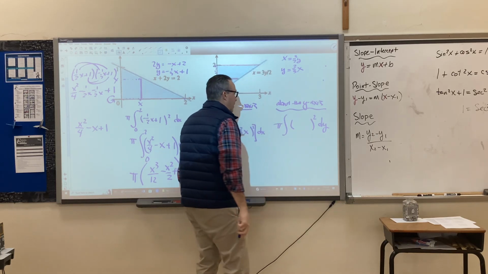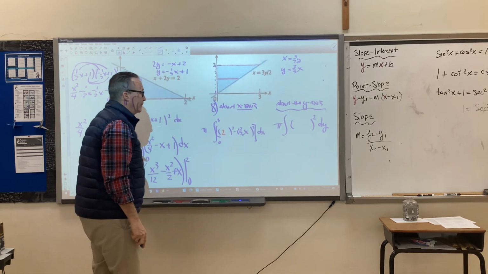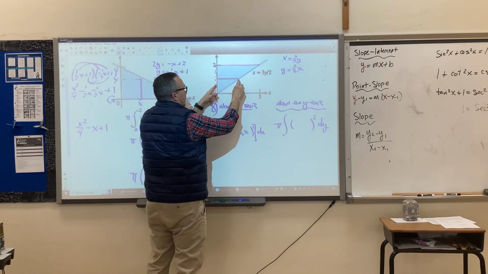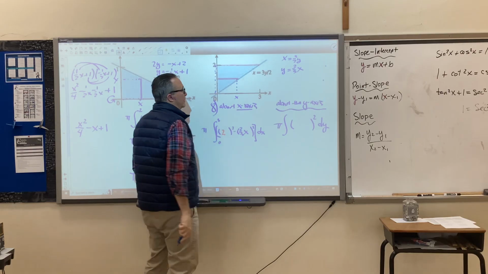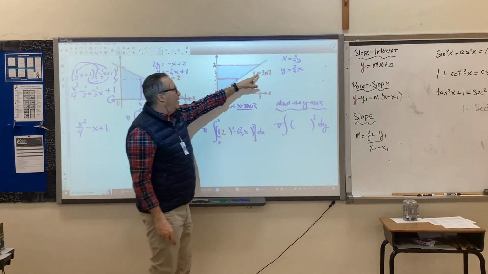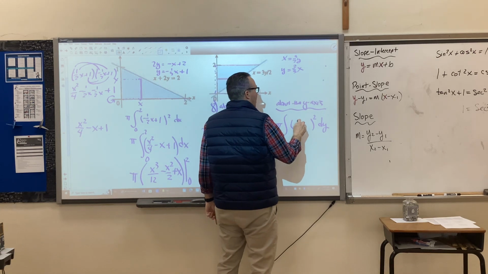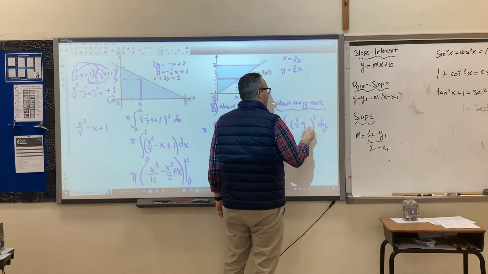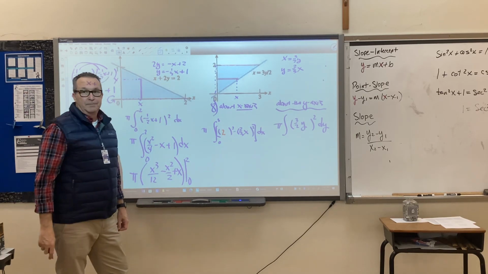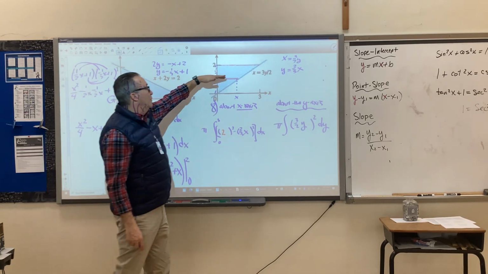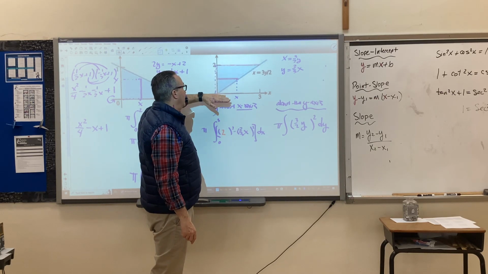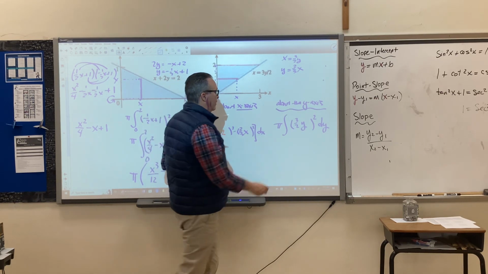We're integrating pi r squared. And what's the length of the radius? The length of this radius is x, which is 3y over 2. And the interval? Rectangles move side to side in the interval. The smallest y value can be 0, the biggest y value can be 2.